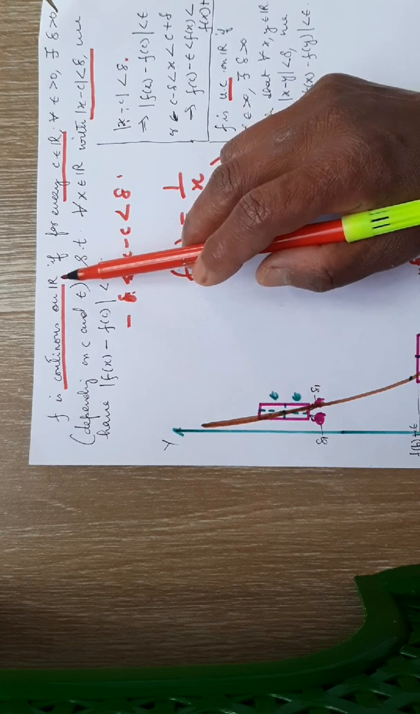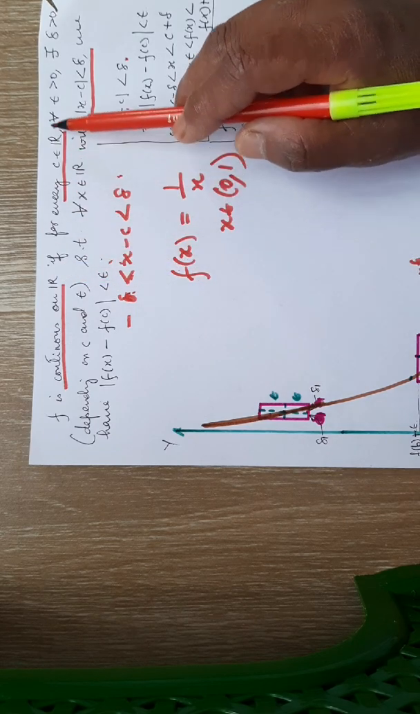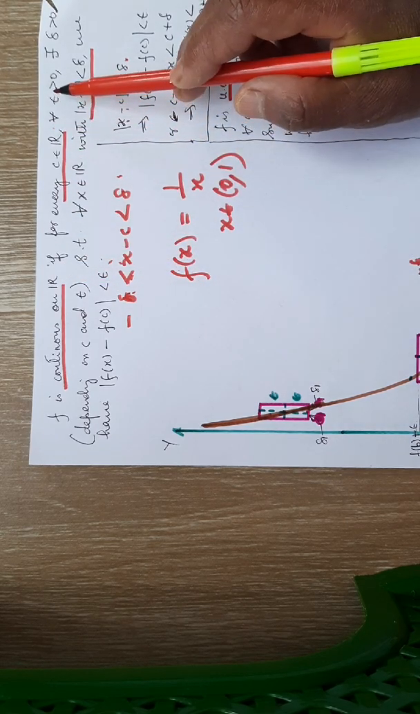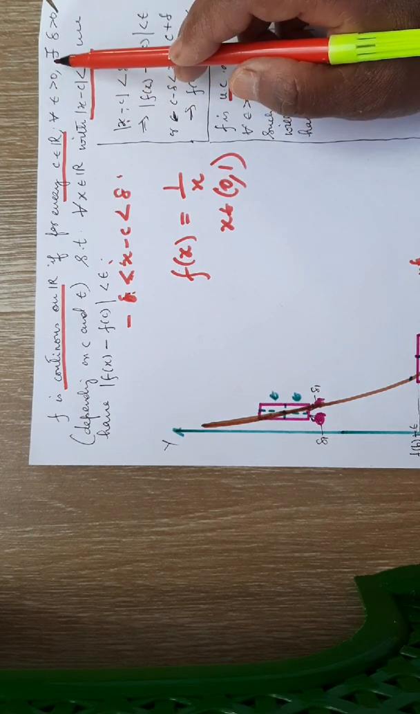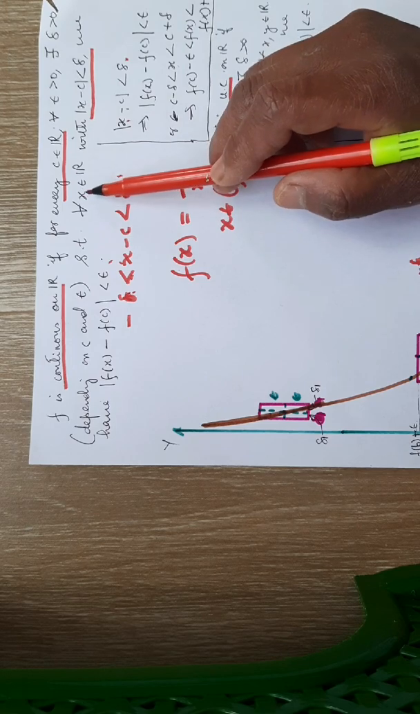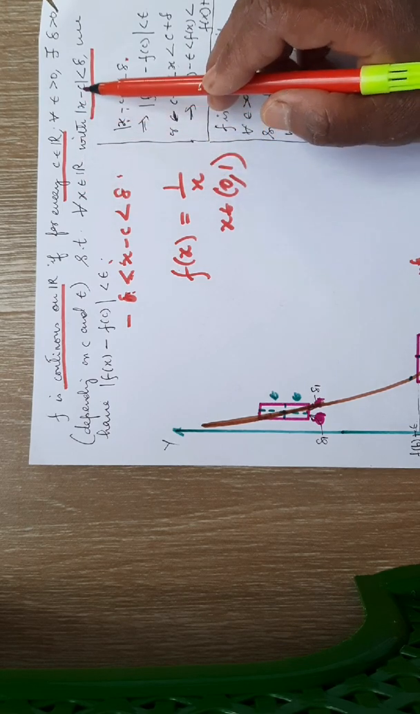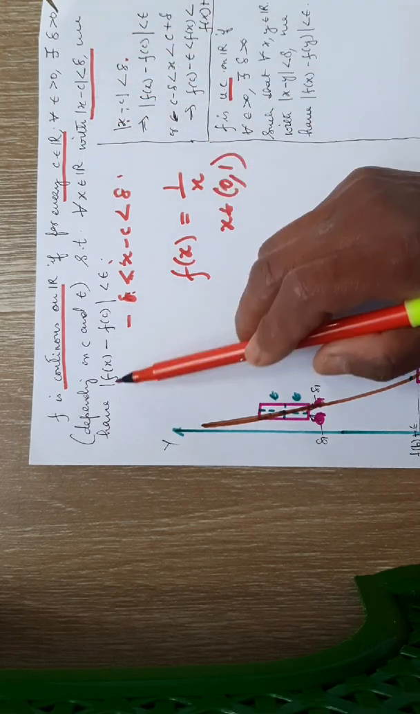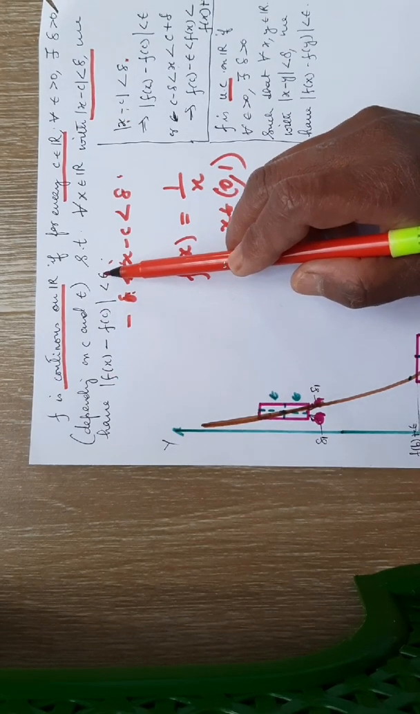It is defined in this way: if for every point c belonging to R and for a given epsilon greater than 0, however small it is, there exists a delta greater than 0 such that for every x belonging to R with |x minus c| less than delta, we must have |f(x) minus f(c)| less than epsilon.